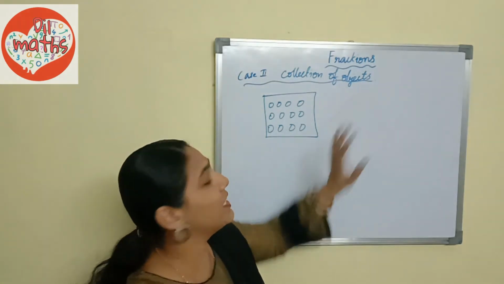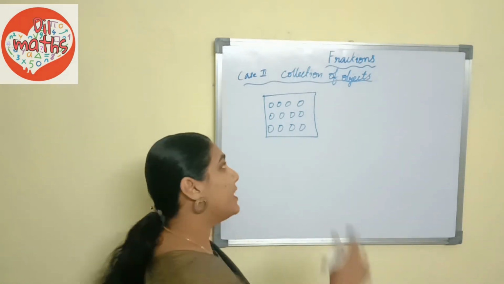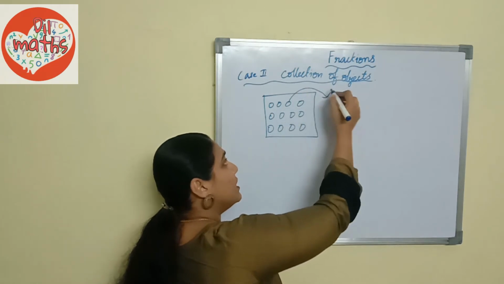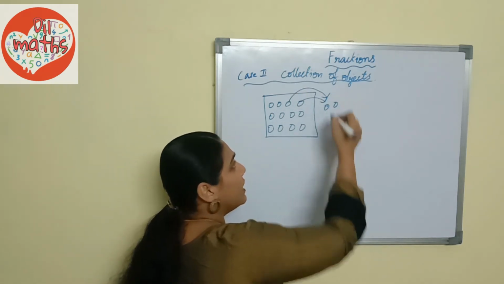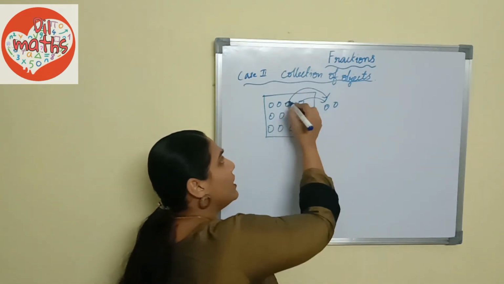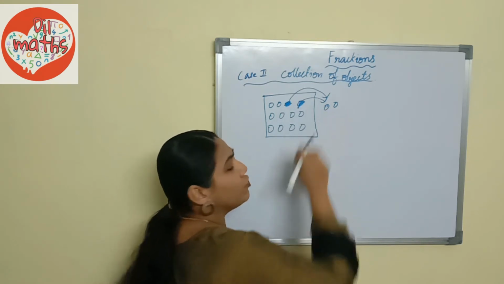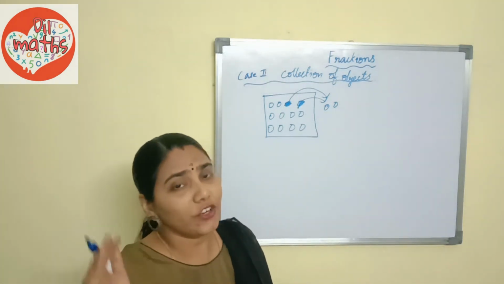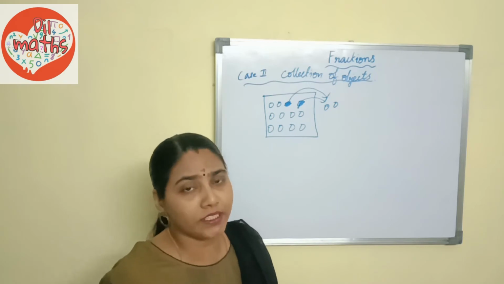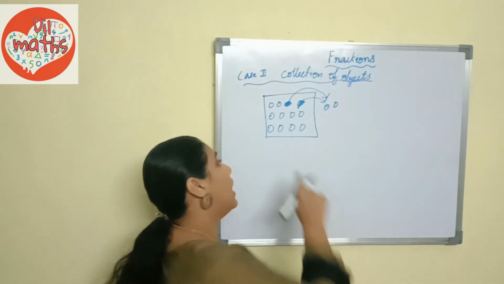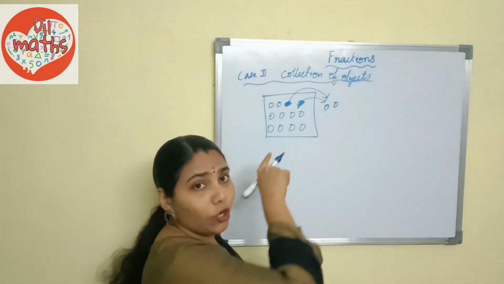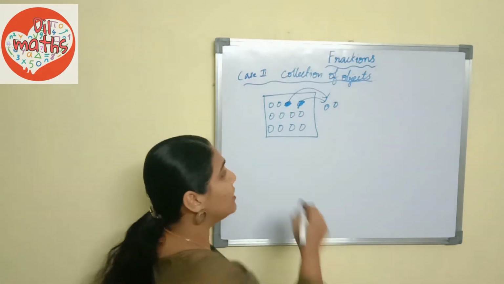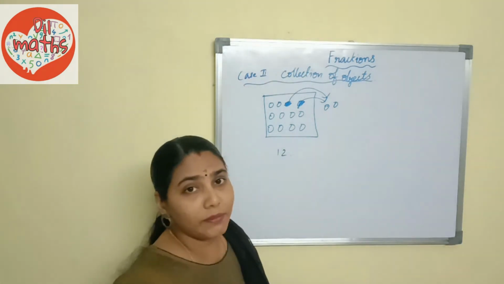So here objects are balls. From that balls, I took 2 balls outside. So these 2 balls are not here now. I want to represent these 2 balls by fraction. How can I represent? In a fraction, a numerator and denominator will be there. What will come in the denominator? How many balls are there in total? 12 balls are there. So that 12 will come in the denominator.